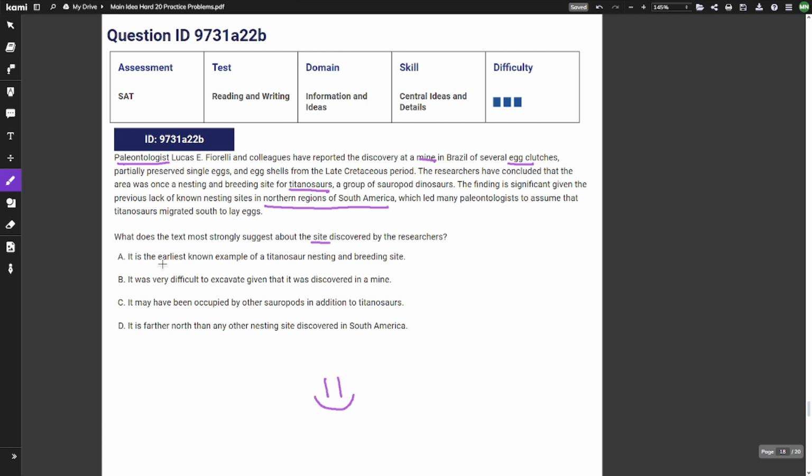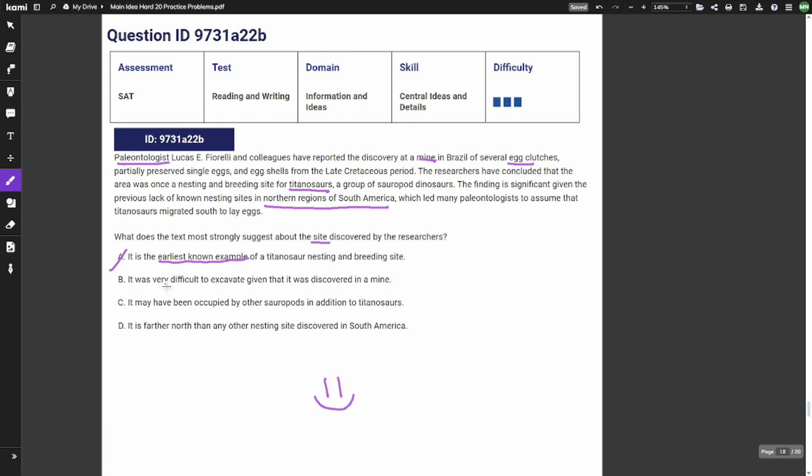A is the earliest known example. In the text, it literally does not mention a date a single time. Alright, it never once mentions when they found them. Not to mention, we don't know about other discoveries, alright? We don't know when the other discoveries were found. So it's not gonna be A.